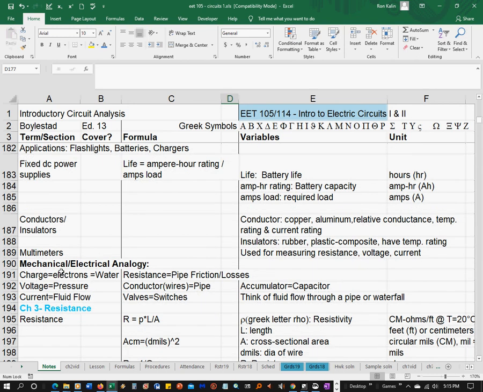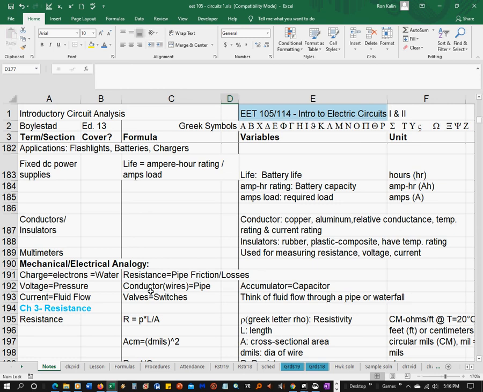Mechanical, electrical analogies. To get familiar with these concepts, we would think of something we're familiar with. Charge, the electrons, would be equal to the water or the fluid involved in the system. Voltage would be the pressure, like if you have pressure in your pipes, 70 psi, that's the voltage. Current is the actual fluid flow. So if you turn your faucet on, you have fluid flow, you have current. When you shut it off, you have pressure there, but no current. Resistance would be pipe frictions or losses.